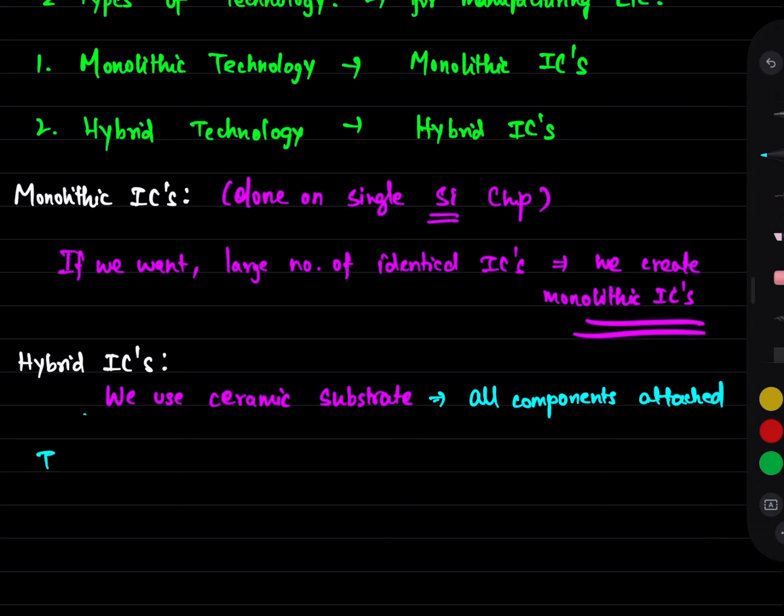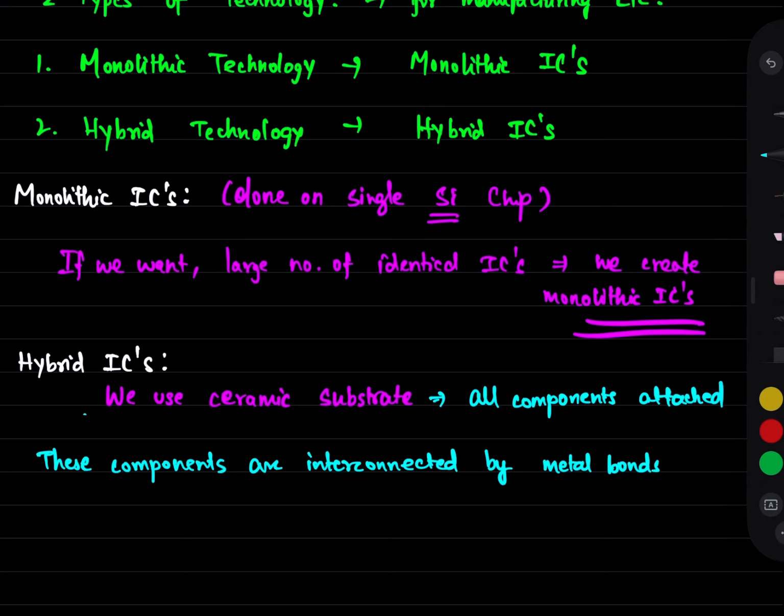So these components are interconnected by metal bonds. They have a specialized pattern of metallization patterns and wire bonds. So these are not connected with the substrate, so they have special metal wires and special metal pattern wires and wire bonds, and the components are interconnected with each other.